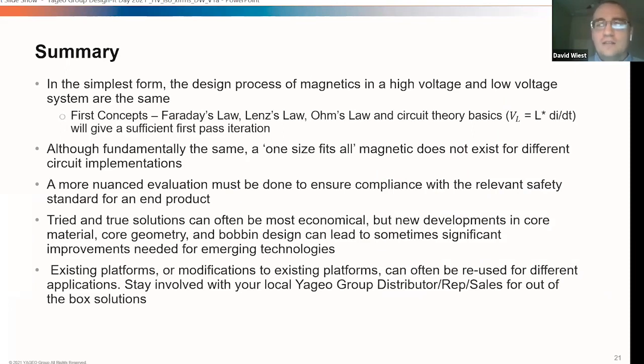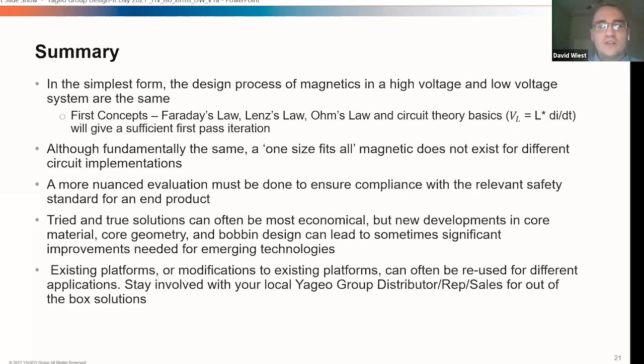In summary, even though the physics are the same for a high voltage magnetic and a low voltage magnetic, safety is so very important to consider. And even across different applications, a one-size-fits-all magnetic does not exist. So please don't gloss over the magnetic in your design. They're very important.